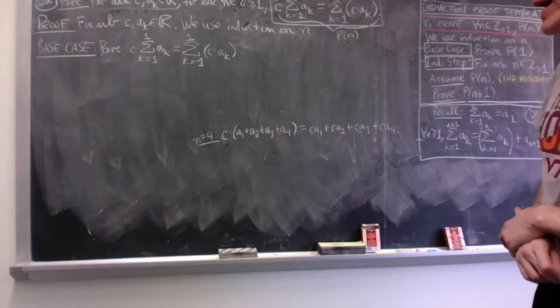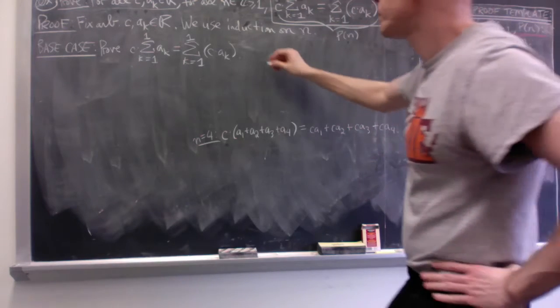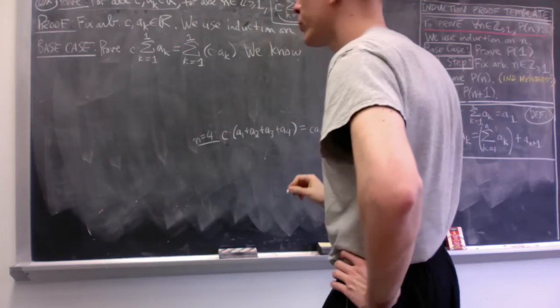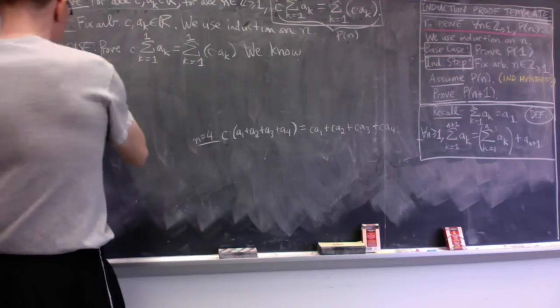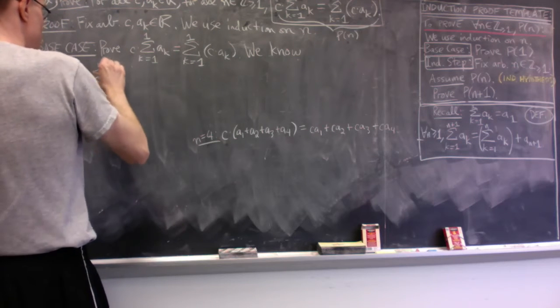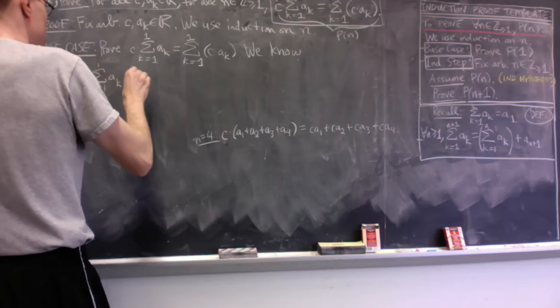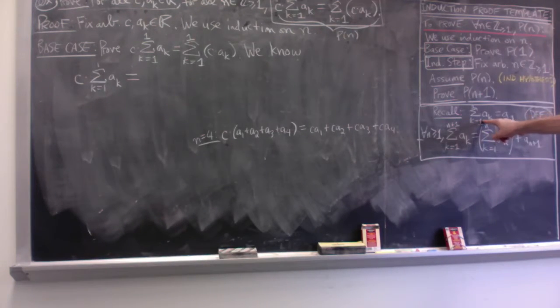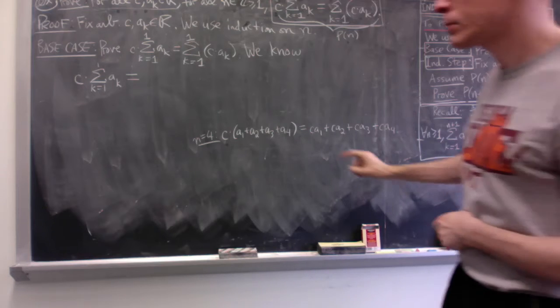And how do we prove that? Well, we're going to use a chain proof. What do we know? Let's think about what we know about the left side. Pretty much nothing other than the definition. Sum k equals 1 of 1 of ak is a1.